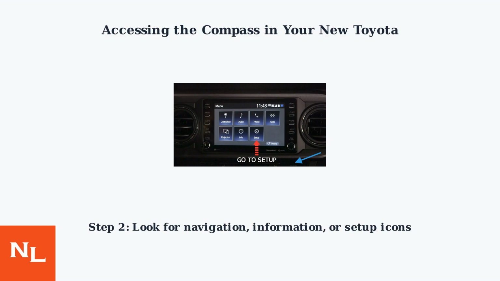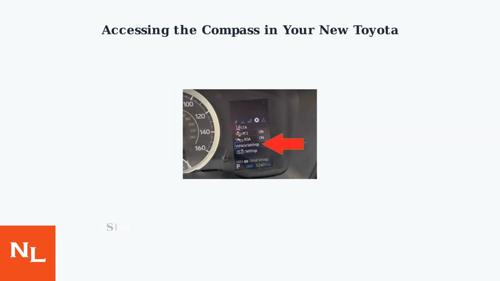The compass function is integrated within one of these menu sections. In many Toyota models, you'll find the compass function within the vehicle settings menu or information display. This is often located in the instrument cluster or can be accessed through the main infotainment screen settings menu.